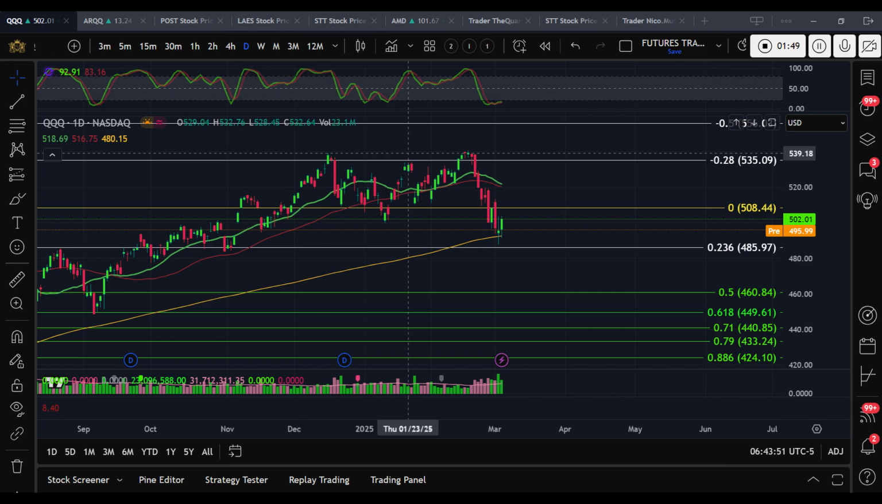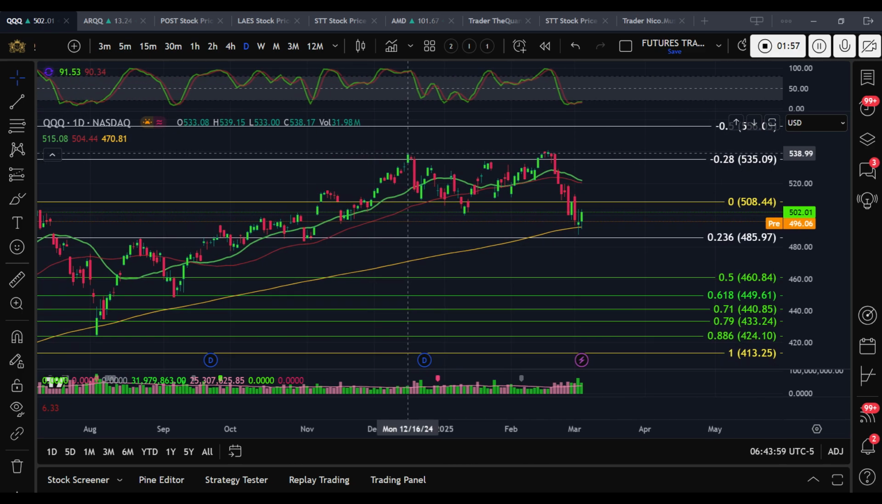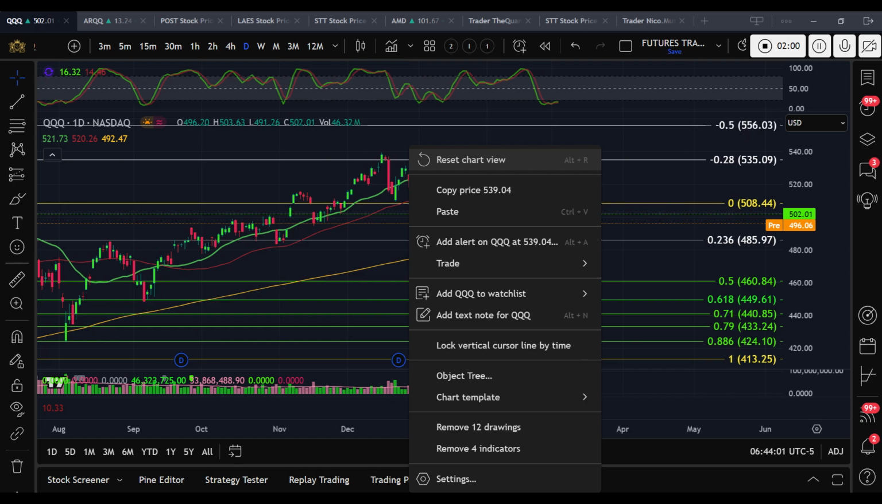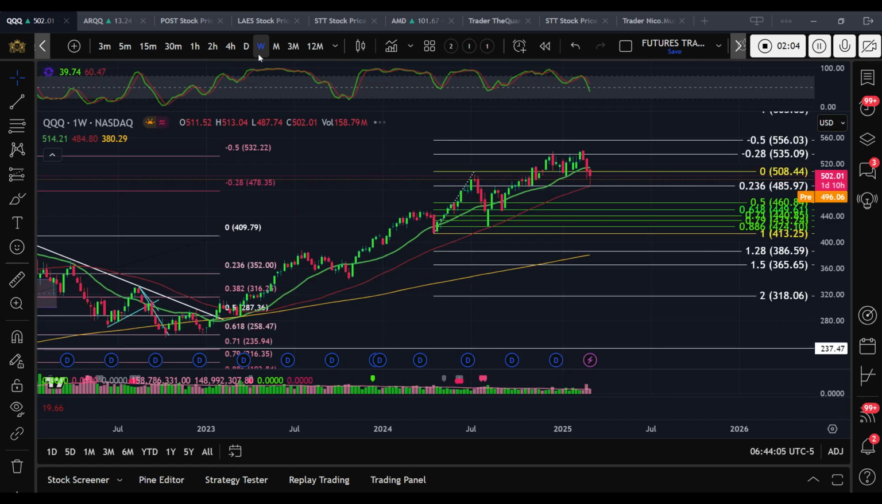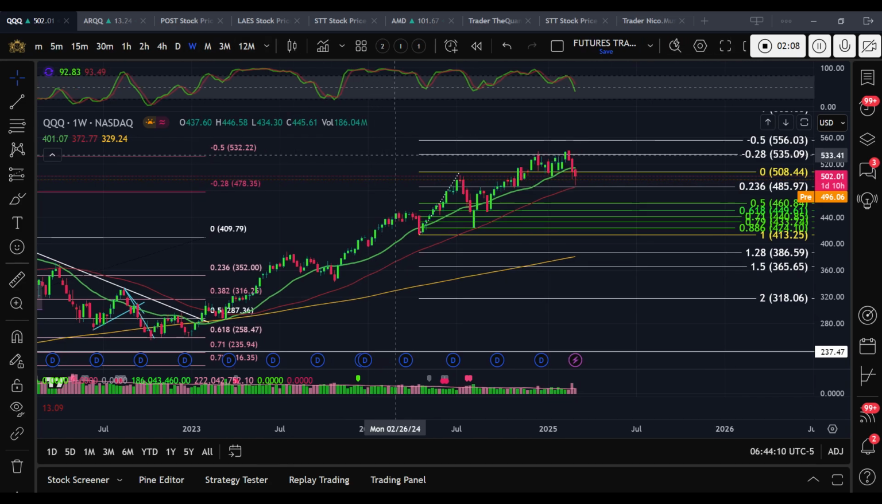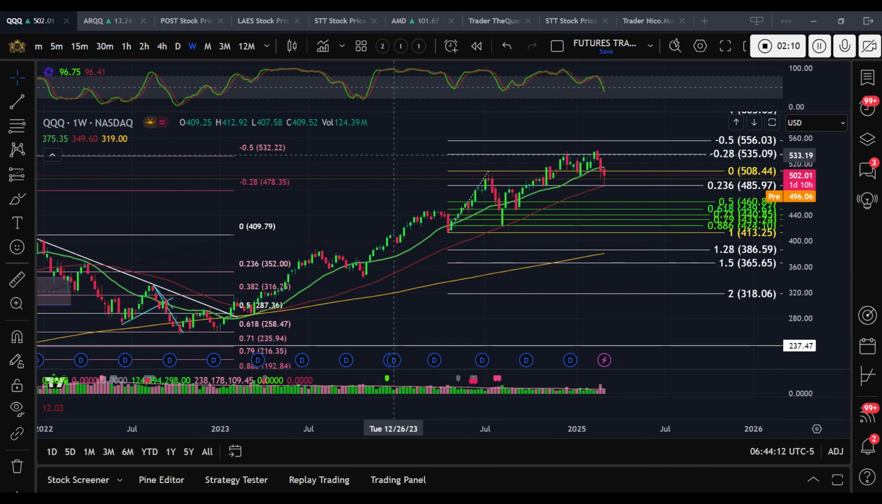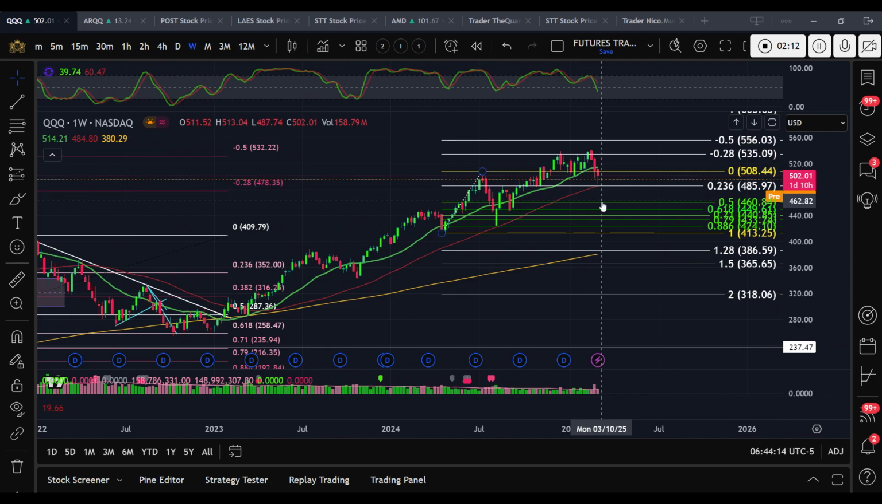Because we are on the daily at this 200 moving average, I got the inclination that in order to figure out what we do here next, I should probably go up to some higher time frame charts. When I did that, what I was reminded of was that I think we need to go to the 0.5 Fibonacci level.